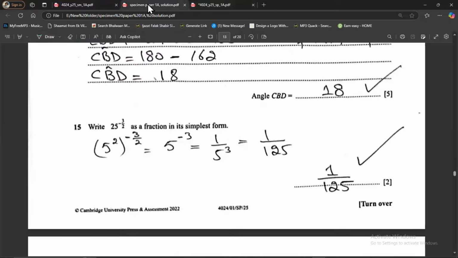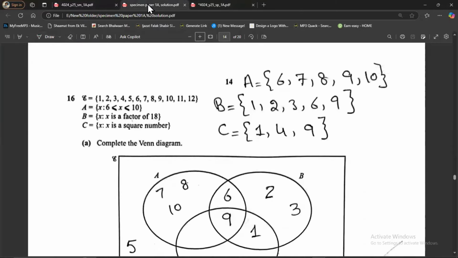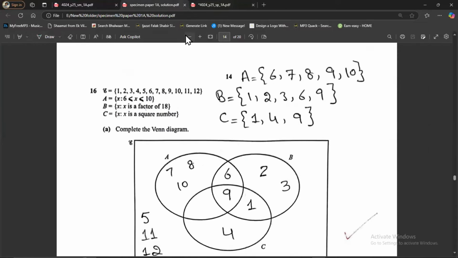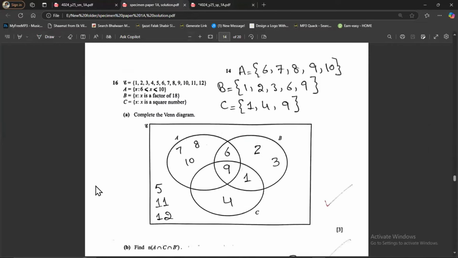So let me show you. I have done this. Set A will be 6, 7, 8, 9, 10. Set B will be 1, 2, 3, 6, 9. Set C will be 1, 4, and 9. So the common number which is present in all of them is 9, so I will write 9 here. Then the common number between A and B other than 9 is 6, so here I will write 6.